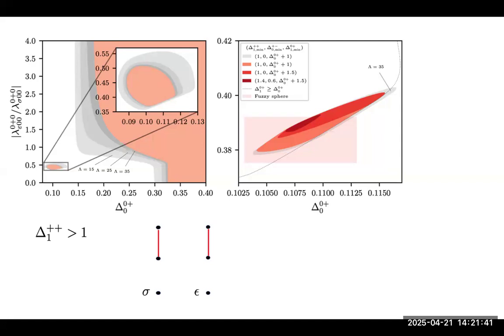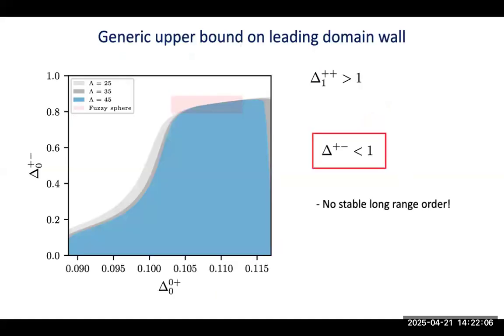We can shrink this island a lot to this little nugget shown here, and then the pink region is the fuzzy sphere result, the pink box. So you see, we are quite competitive with the fuzzy sphere, but actually the best way is you can use some of the input from the fuzzy sphere to increase the precision of the conformal bootstrap.